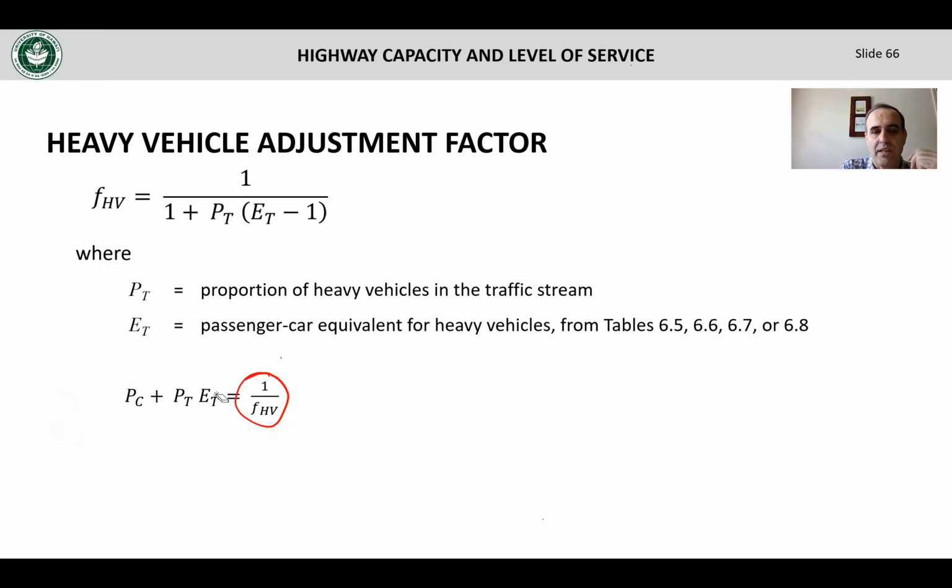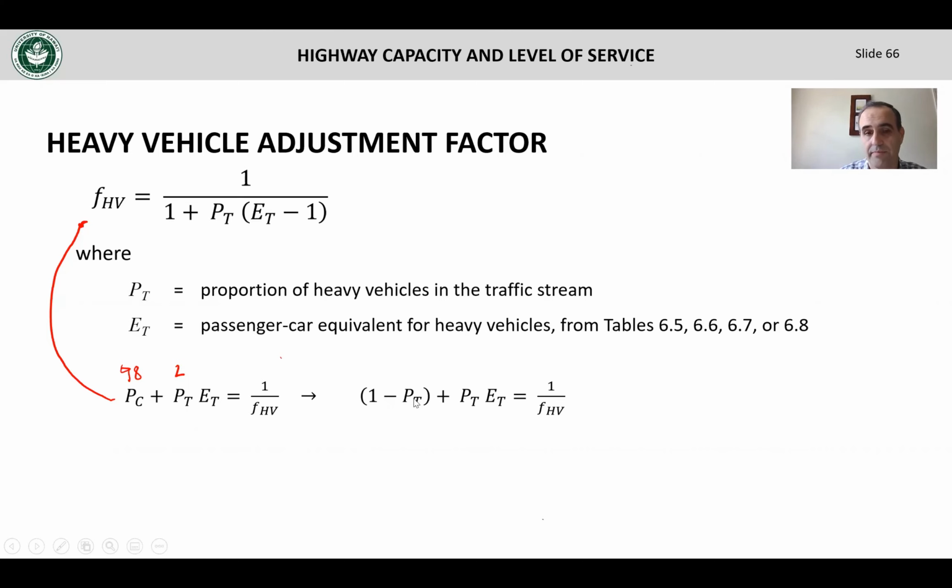Now, just to show you that this equation that you see here is equivalent to this one, let me do 2 small modifications to the equation. The first one is recognizing what I did earlier, right? If here I put 98 and here I put 2, they add up to 100, or if I work in proportions, they add up to 1. So that's what I'm putting here. I'm working in proportion. I'm saying the proportion of cars is 1 minus the proportion of trucks. So this equation is the same as this one.